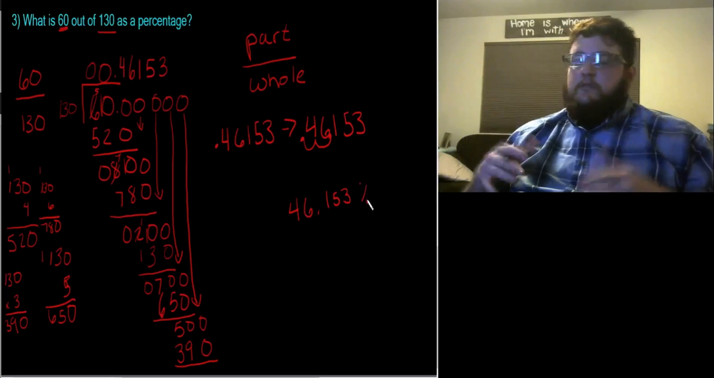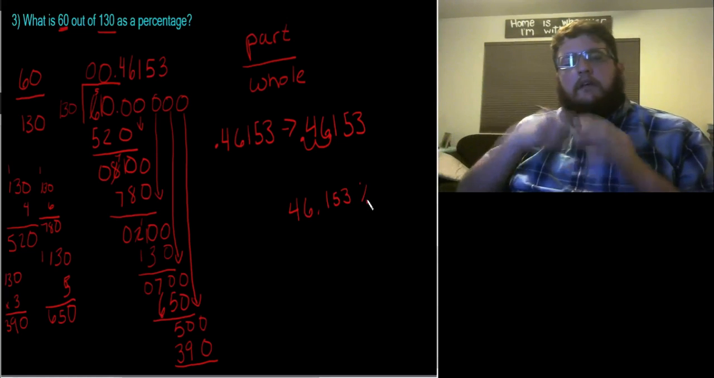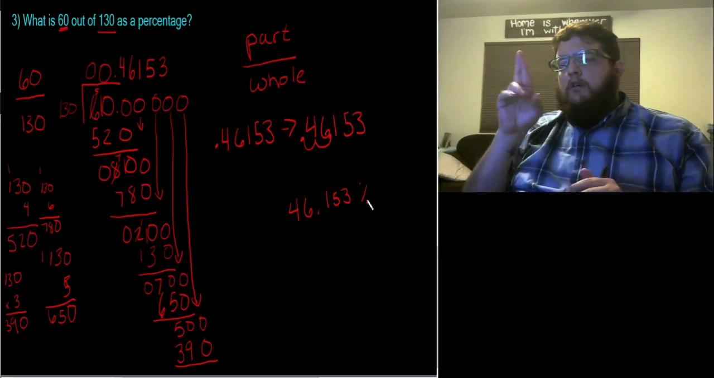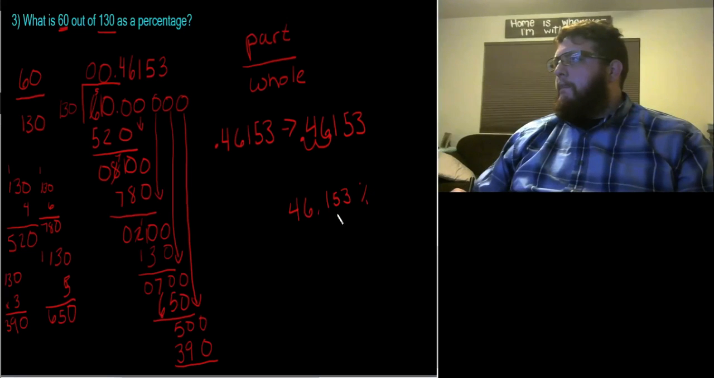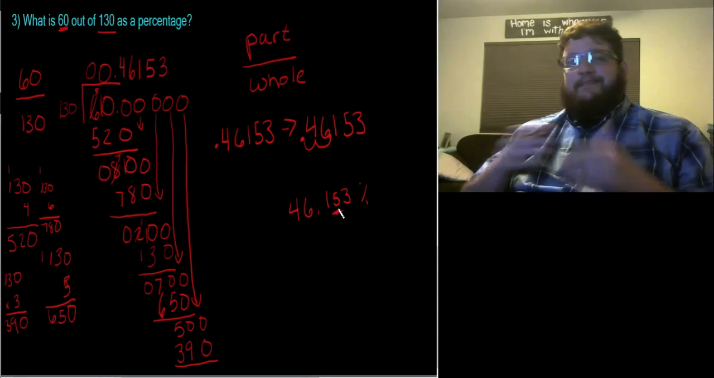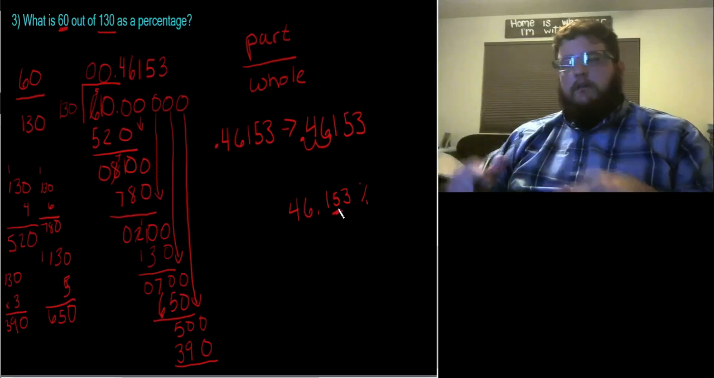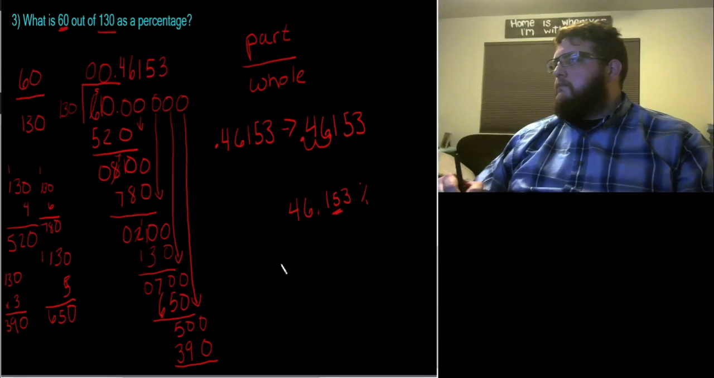But remember that the beginning of our study guide says that we are looking for our answers to be rounded to the hundredths place. Right now, the 5 is sitting in the hundredths place. So we'll look at the number to the right of the 5, which is a 3, and we will determine that we must round down. So in the end, we'll have 46.15%. 60 out of 130 is 46.15%. And we're done.